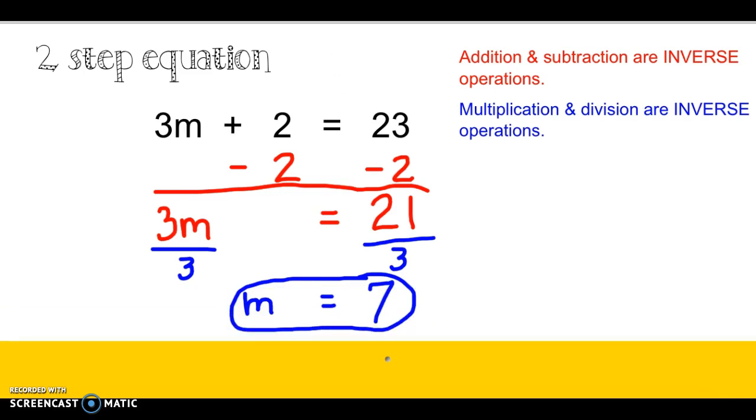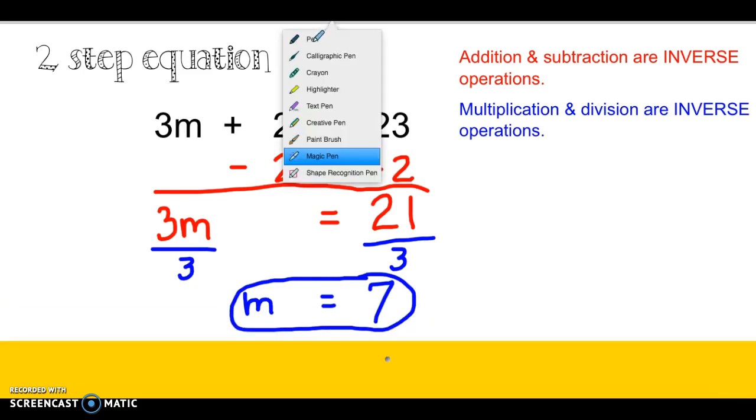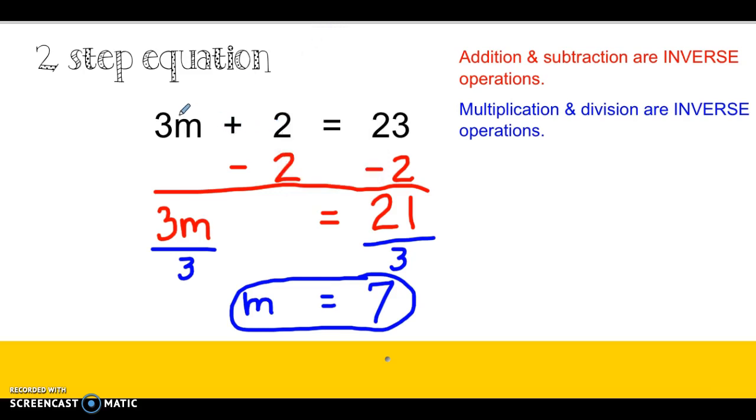Remember, you can always check your work. So if you come up here and plug the 7 in where the m is, we'll have 3 times 7, that's 21. Plus 2 is 23, so it checks.